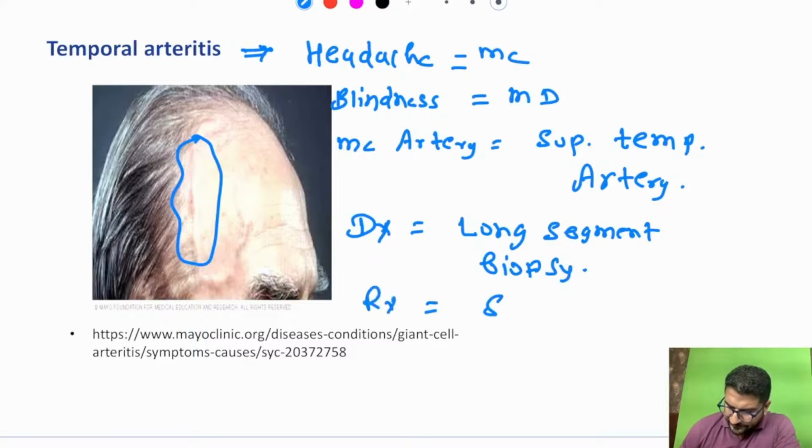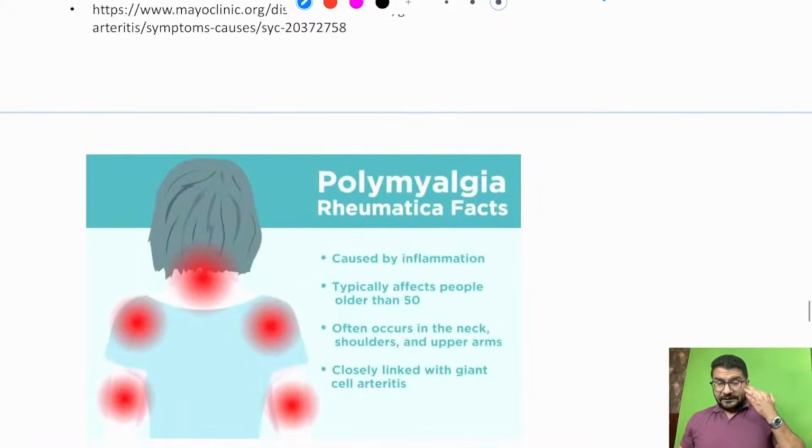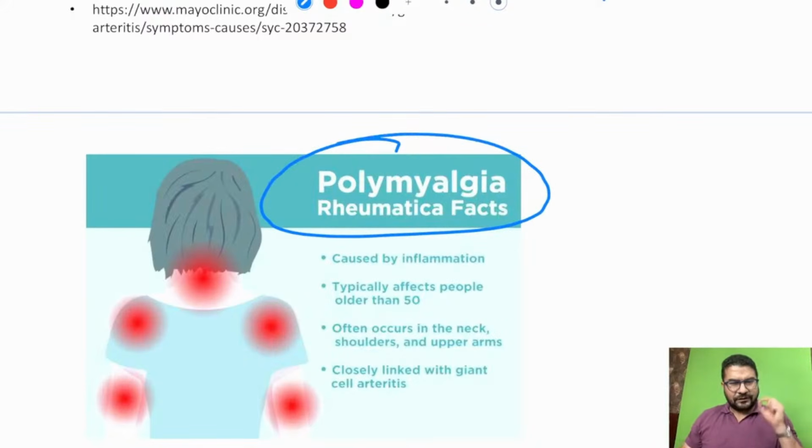And in treatment we give steroid, and generally the dose of steroid that we use here will be 1 mg per kg. Done. Okay, now coming to many cases, close to 23 to 35% patients will have pain in all the muscles, in the body. We call this polymyalgia rheumatica. So you just have to remember: which vasculitis is associated with polymyalgia rheumatica? The answer is temporal arteritis. Done.